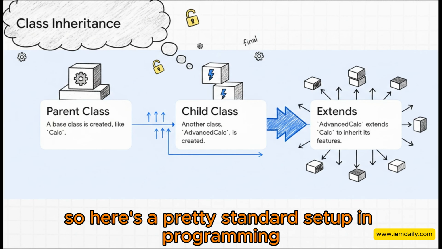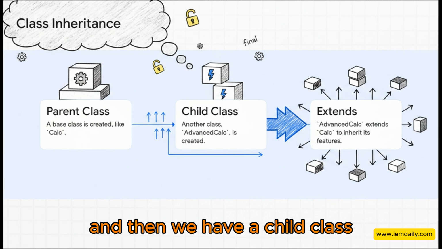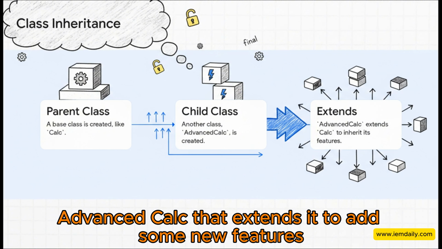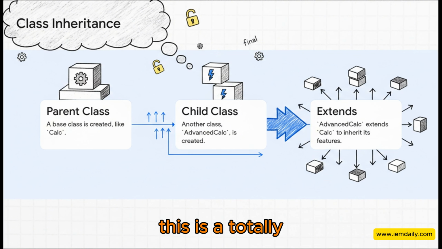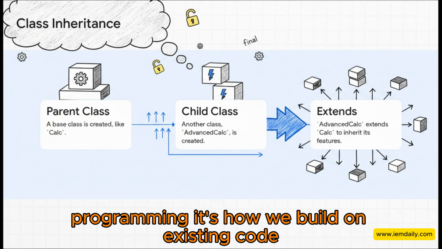So here's a pretty standard setup in programming. We have a parent class, let's call it calc, and then we have a child class, advanced calc, that extends it to add some new features. This is a totally normal and essential part of object-oriented programming. It's how we build on existing code.